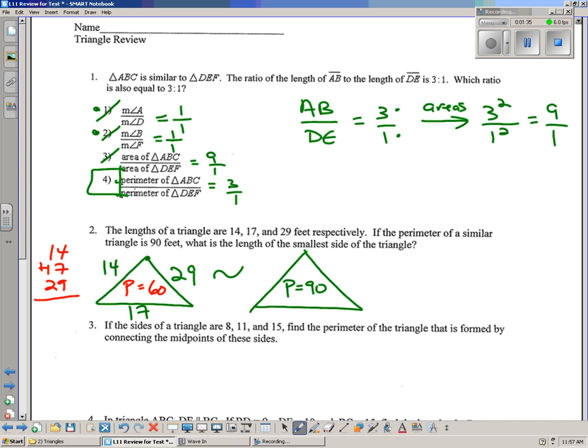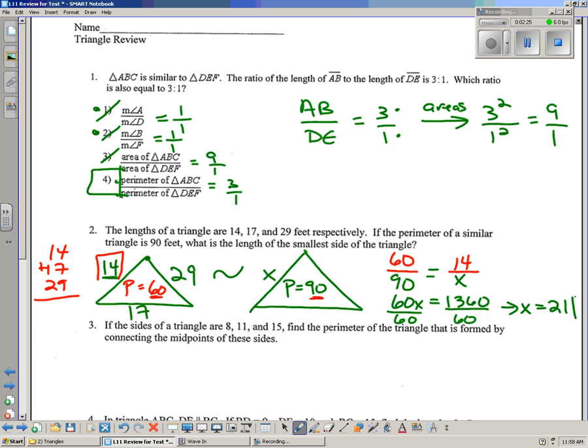So now what we can do is we can always take a perimeter and put it over another perimeter. So you can have 60 over 90 equals, we want the smallest side of the new triangle. So if you notice, the smallest side in the triangle whose sides we know is 14. So 14 can come here, divided by, I'll put the smallest side in the similar triangle on the left, and I'll call it x. So cross multiplying here, we get 60x equals, let's see, 90 times 10 is 900, and 90 times 4 is 360, so you get 1260 divided by 60, and x should be 21. So 21 is the final answer.